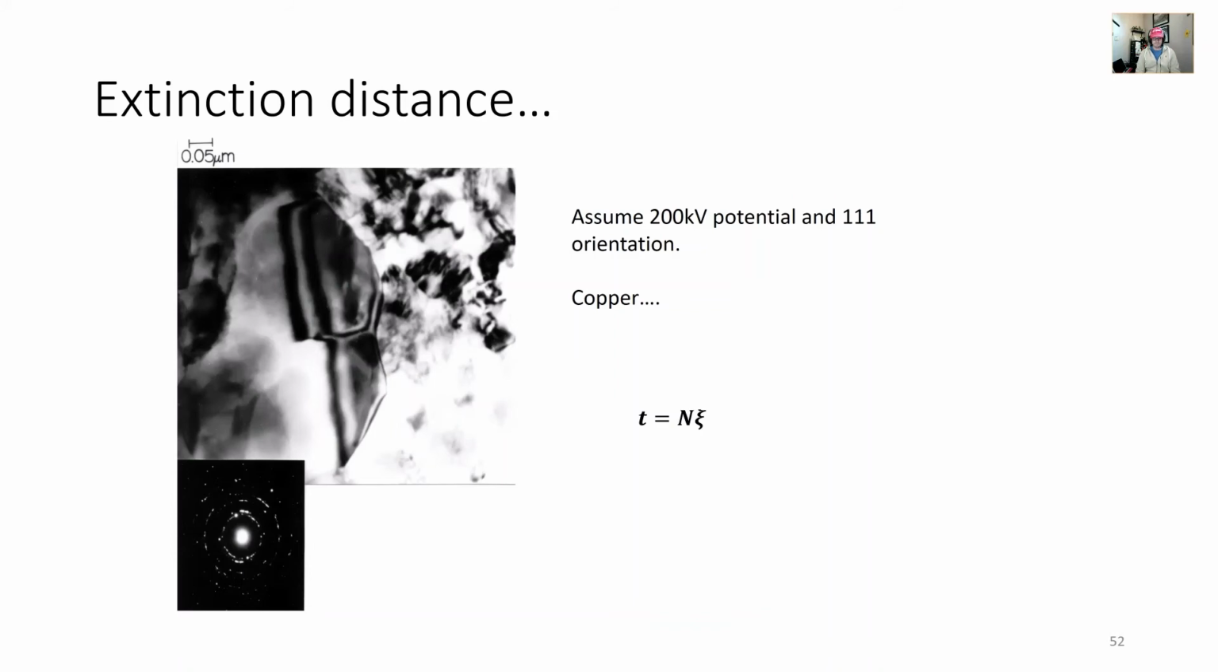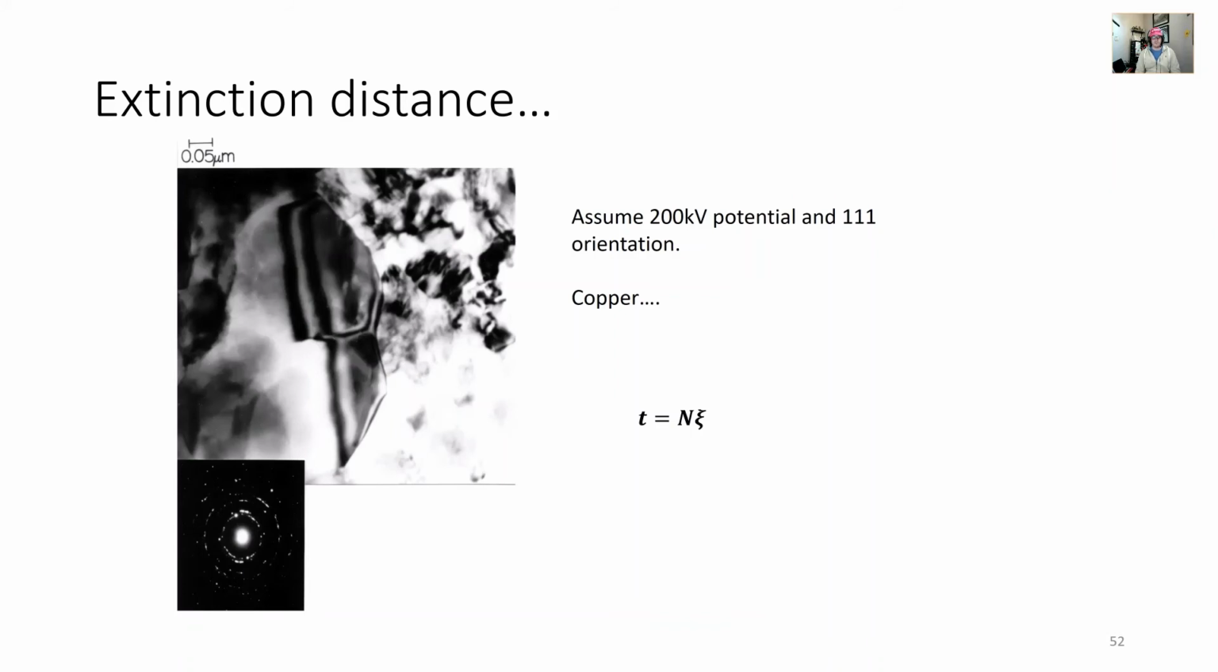And that is my analogy for extinction distance. And so different materials have different extinction distances. Different orientations will have a different extinction distance, and it also depends on your accelerating voltage. And there are some tables, and I'll post the tables on Blackboard that help with doing extinction distance problems. And we're going to work this one out right now with copper.